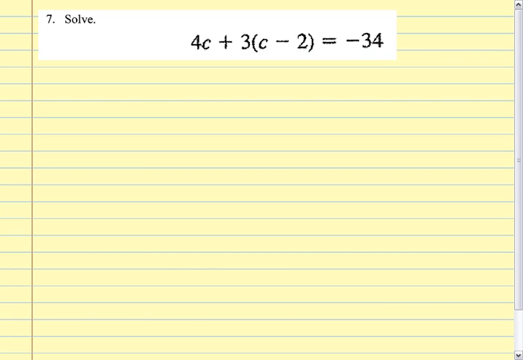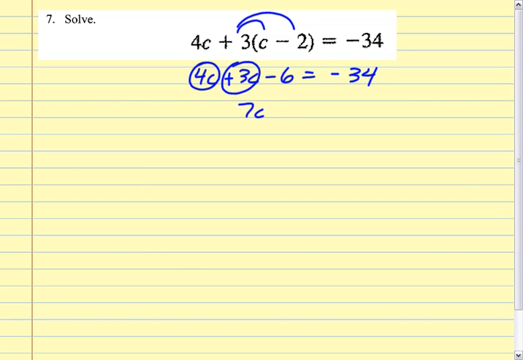Okay, so 3 times C in the... We need to distribute, so we're going to get 4C plus 3C minus 6 is equal to negative 34. Nice. Correct. Now what? Alright, so now we combine like terms, so 4C plus 3C is 7C minus 6 equals negative 34. I like it.